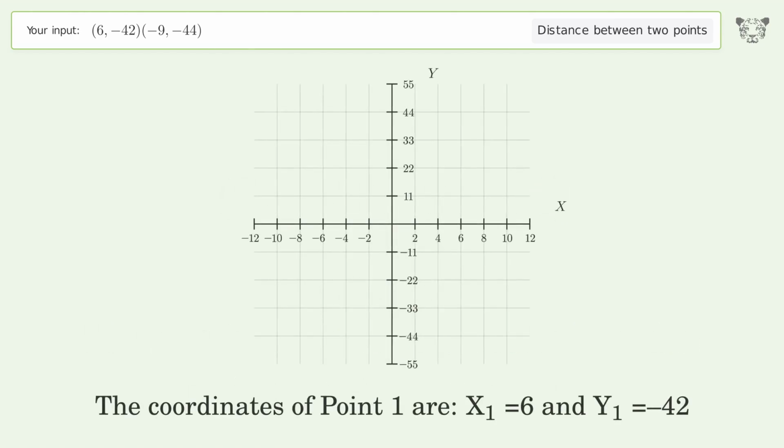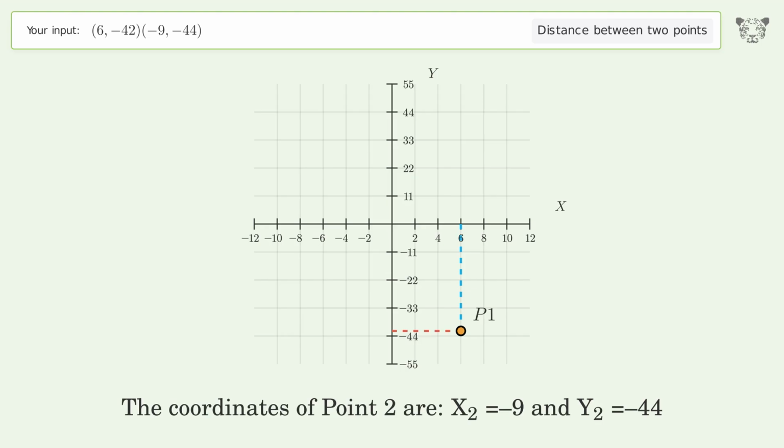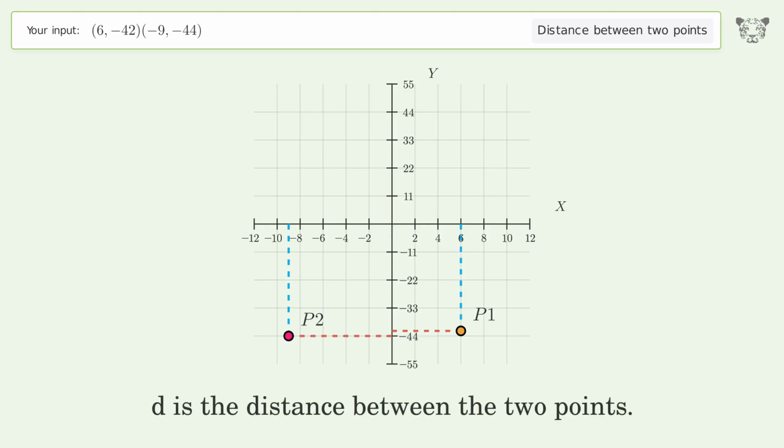The coordinates of point 1 are x1 equals 6 and y1 equals negative 42. The coordinates of point 2 are x2 equals negative 9 and y2 equals negative 44. D is the distance between the 2 points.